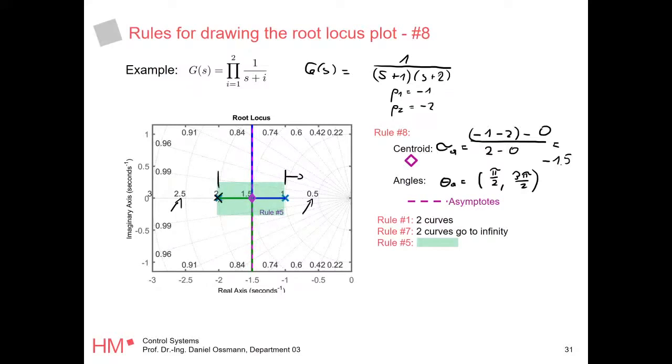So we know this is part of the root locus curve, so they can only go left and right. They're going to meet here. This is the centroid, minus 1.5. And in that centroid, we actually have 2 asymptotes which go up straight here. We know they're going to meet here, and the curve's going to go straight up and straight down.